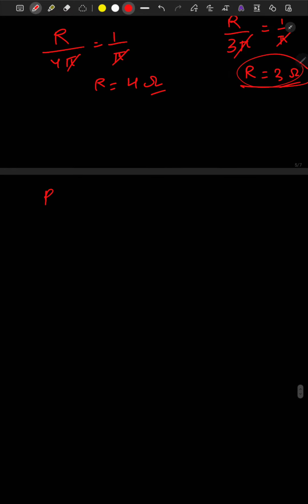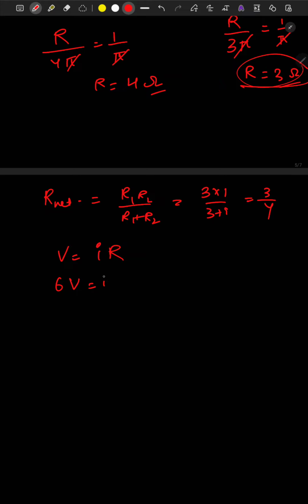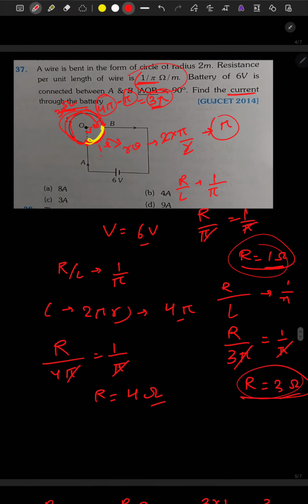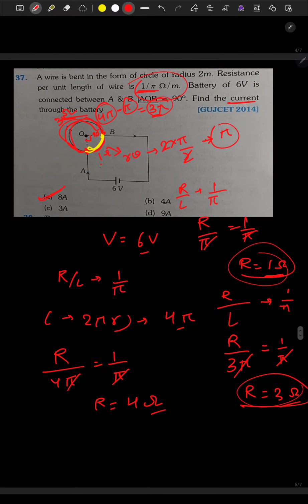So net resistance will be equal to R1 R2 upon R1 plus R2, which is equal to 3 into 1 upon 3 plus 1, which is equal to 3 upon 4. Now V equals IR. Here V is 6 volt, I into resistance 3 upon 4. So I will be equal to 8 ampere. So option number A will be your answer.